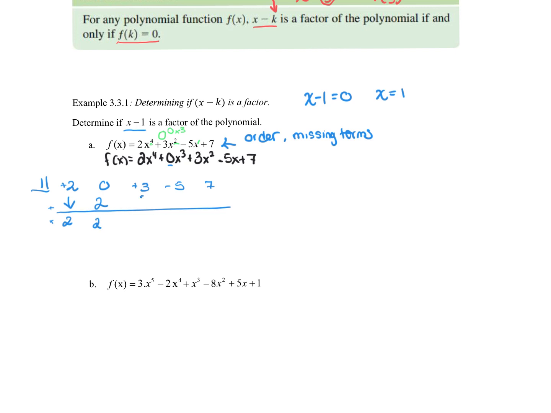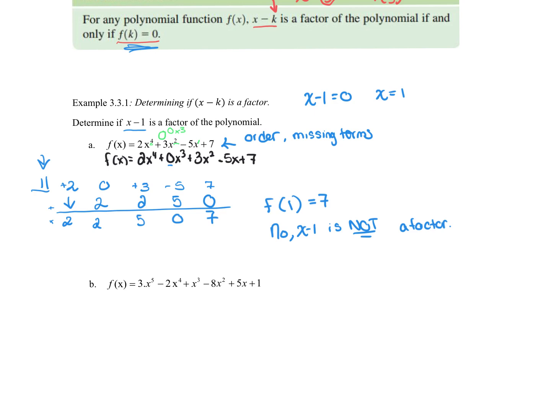1 times 2 is 2. 3 plus 2 is 5. 1 times 5 is 5. Negative 5 plus 5 is 0. 1 times 0 is 0. 7. So that means f of 1, the thing we put in our house right here, equals 7. Since it doesn't equal 0, like it said it had to do right up here in our theorem, then no, x minus 1 is not a factor.